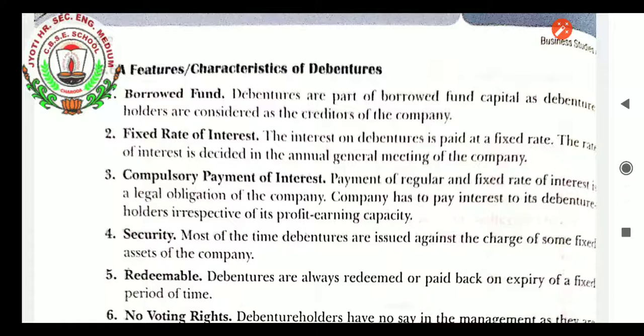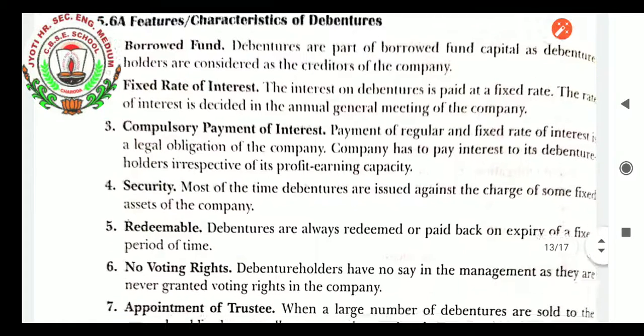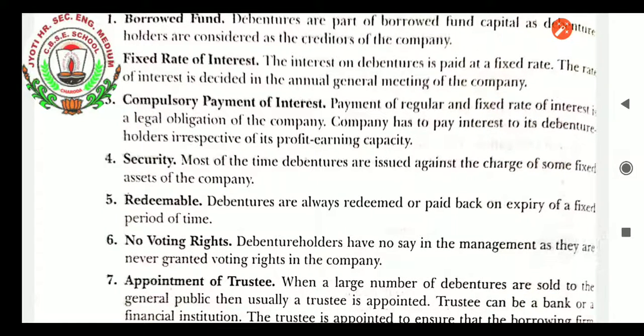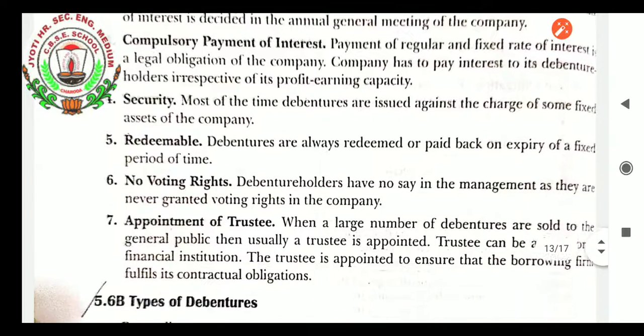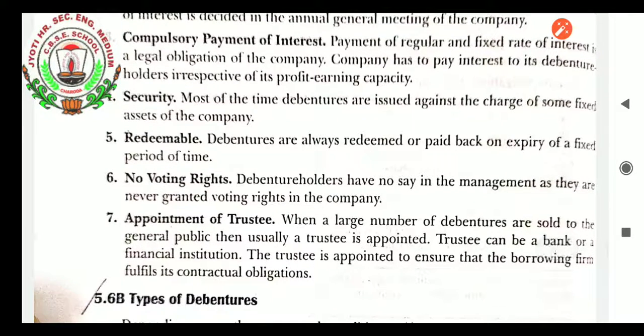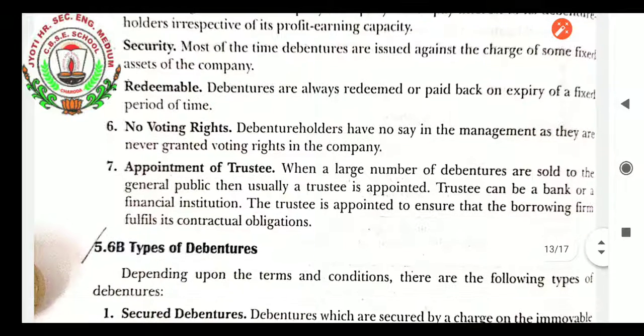Security. From the security point of view, most of the time debentures are issued against the charge of some fixed assets of the company. A company mortgages assets, and if the company is not able to pay back, then debenture holders can claim the securities of the company. Redeemable. Debentures are always redeemed or paid back on expiry of a fixed period of time. No voting rights. Debenture holders have no say in management activity, as they are never granted voting rights in the company. Appointment of trustee.